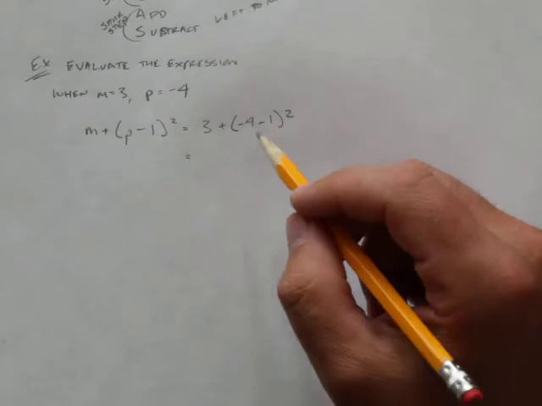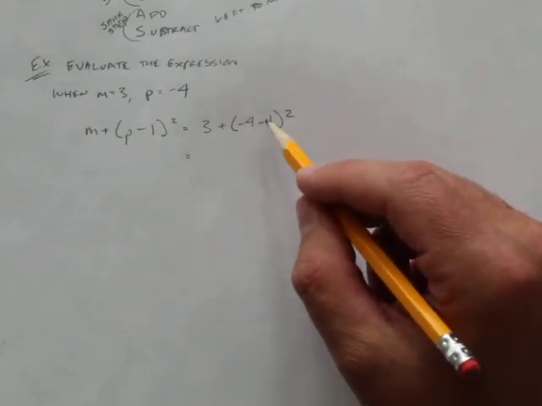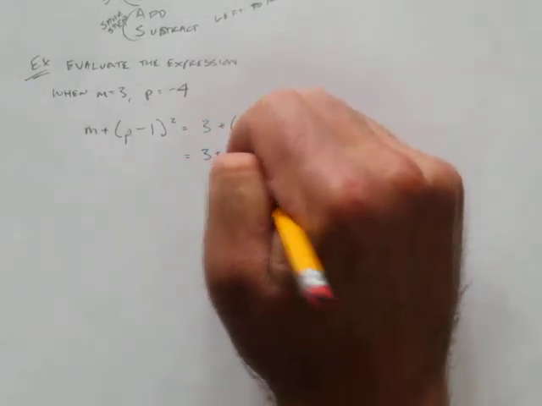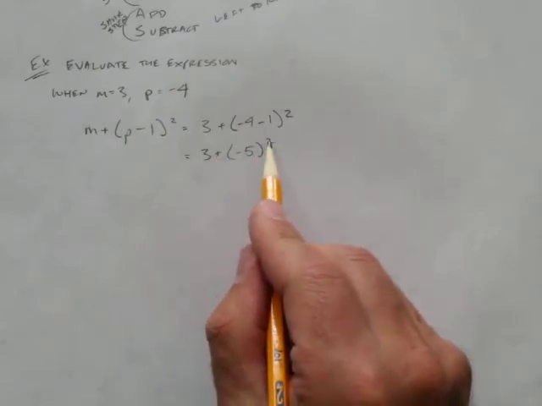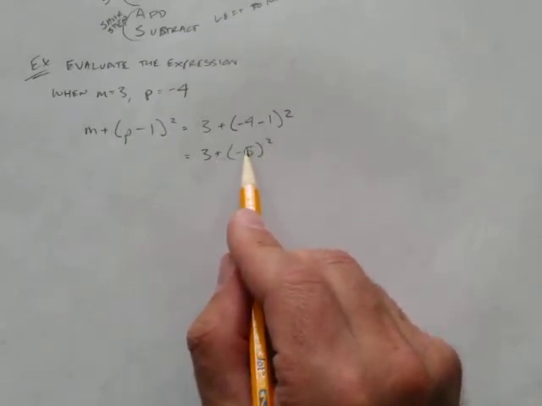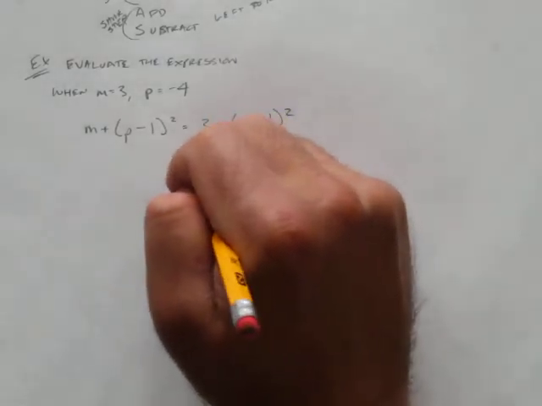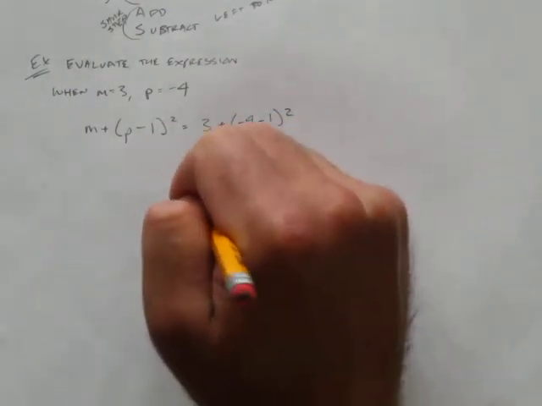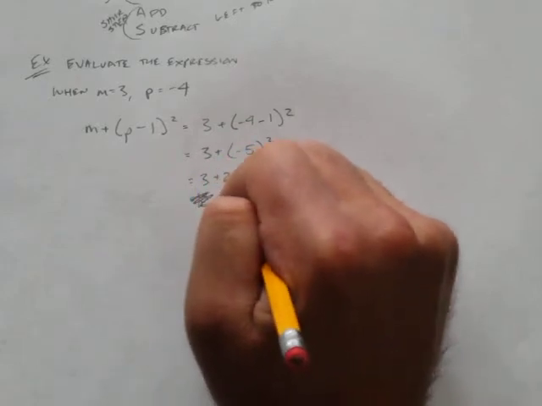Now we do some PEMDAS here, and we look at our parentheses first. -4 minus 1 is going to give us a -5. 3 plus -5 squared. Now we don't get to add this 3 yet. We need to first say -5 times -5. So that's going to give me a positive 25. And 3 plus 25 is 28.